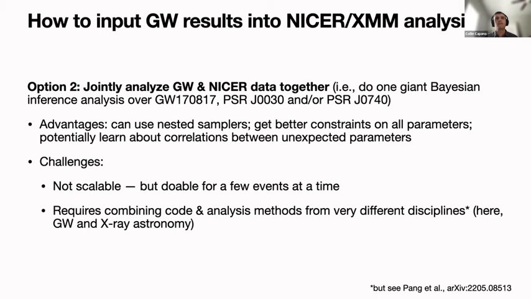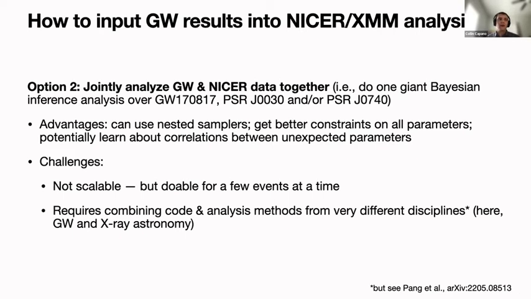The advantage of this approach is that you can now use the standard nested samplers like Dynesty and MultiNest, because you're just using analytic priors as the input. Another nice advantage is you can get better constraints on all parameters and potentially learn about some unexpected correlations between various parameters. But also you can get the evidence values for different input configurations, which is what we're after.